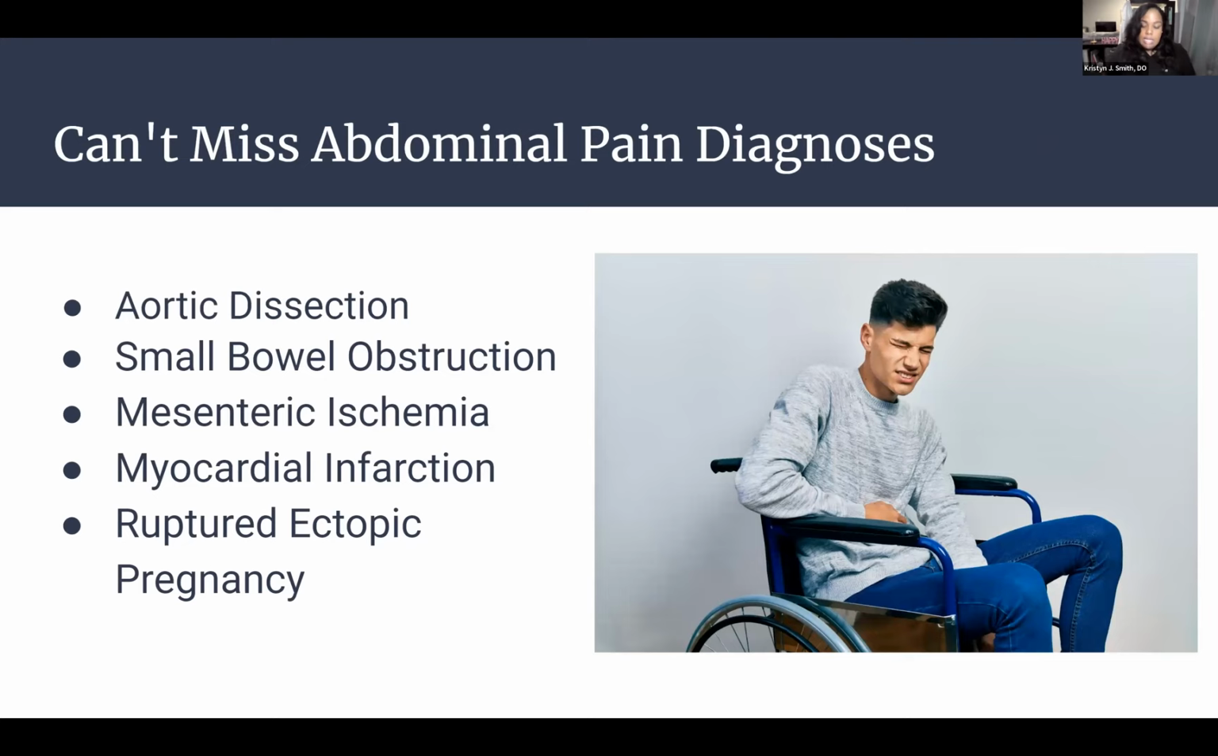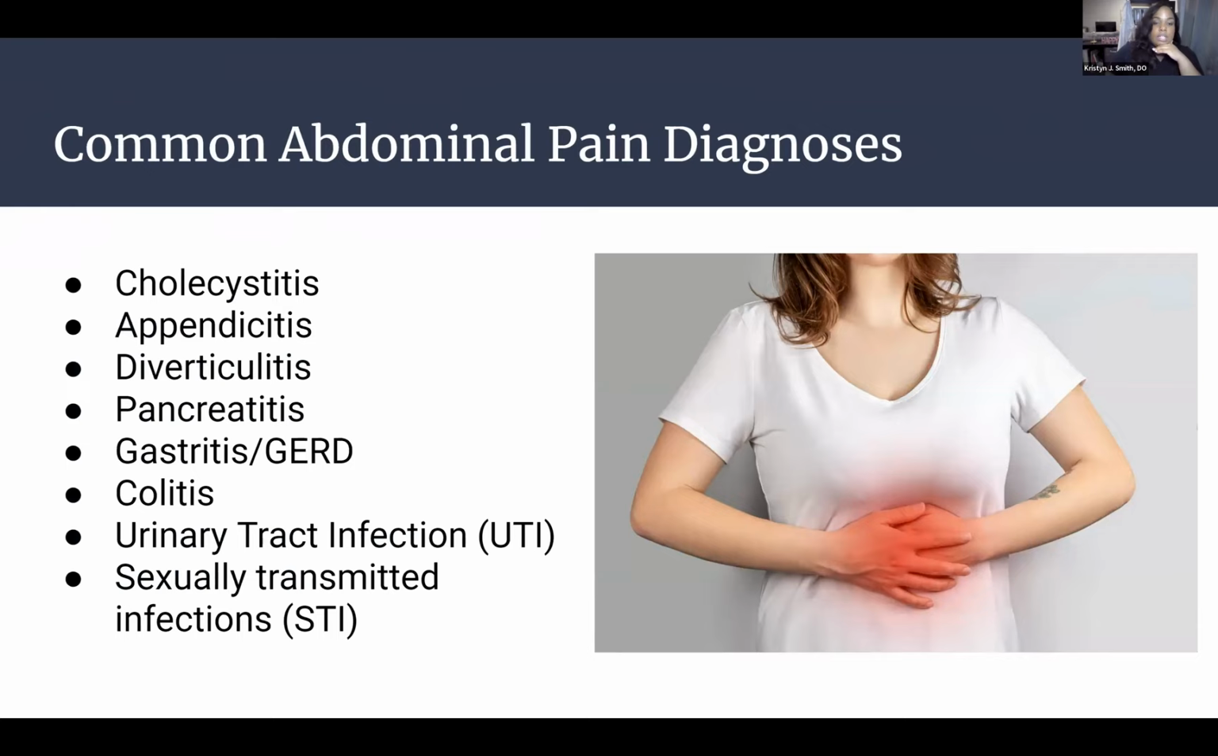Some of your can't miss abdominal pain diagnoses that we'll discuss during this lecture are aortic dissection, small bowel obstruction, mesenteric ischemia, myocardial infarction, and ruptured ectopic pregnancy. Common abdominal pain diagnoses include cholecystitis, appendicitis, diverticulitis, pancreatitis, gastritis or gastroesophageal reflux disease, colitis, urinary tract infection, UTI, or sexually transmitted infections, STIs.